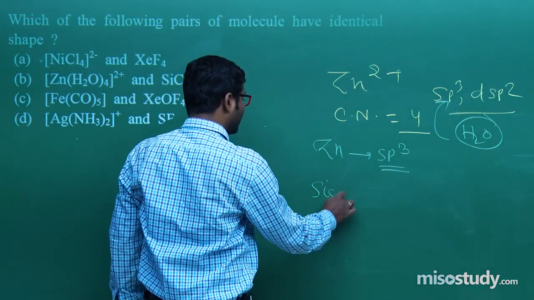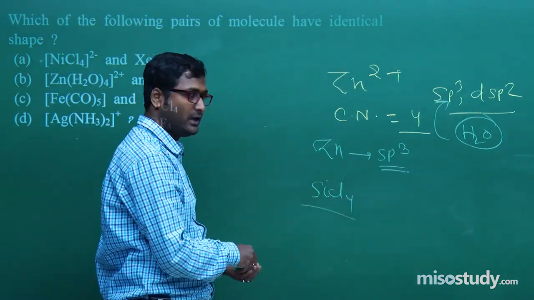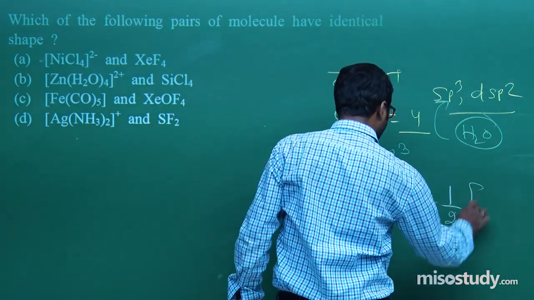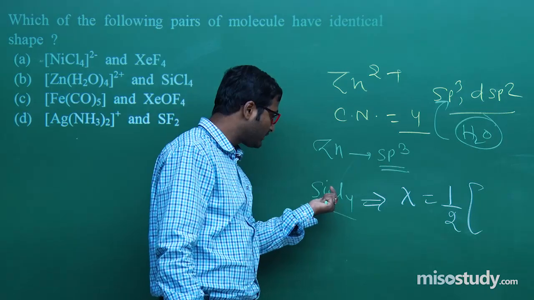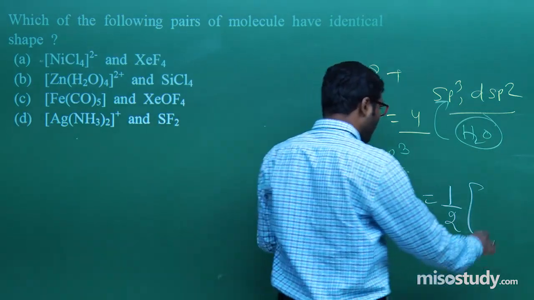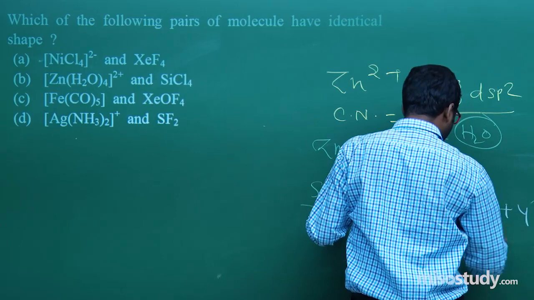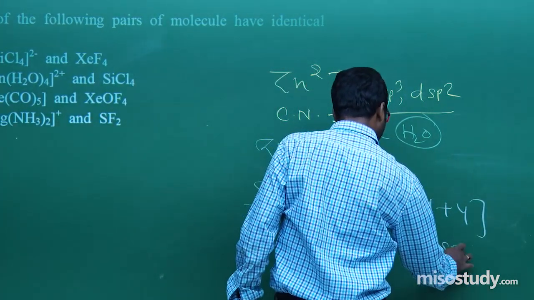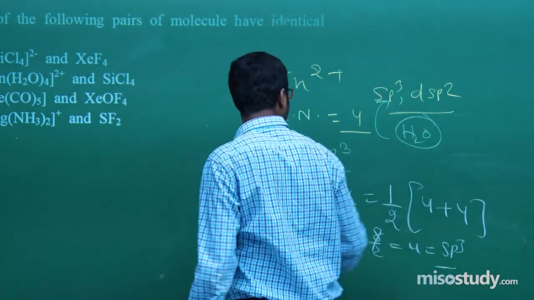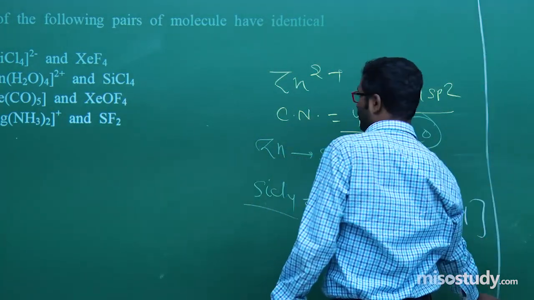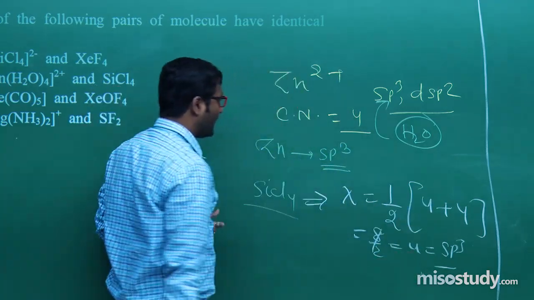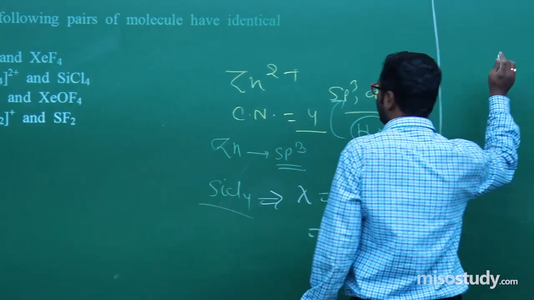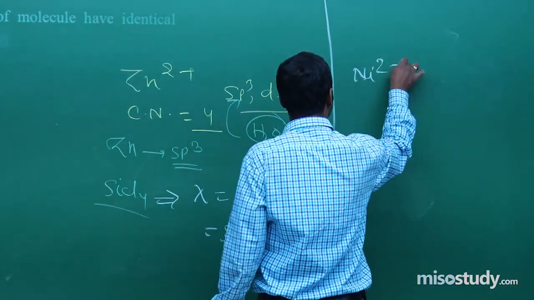If I talk about SiCl4, check it out. What is the formula to find the hybridization? X is equal to 1/2 of the valence electrons: for silicon that is 4, and monovalent atoms are 4, so 4 plus 4 is 8, 8/2 is equal to 4. So hybridization is sp3. What we find here is that in case of [Zn(H2O)4] and SiCl4, the hybridization is sp3 in both.